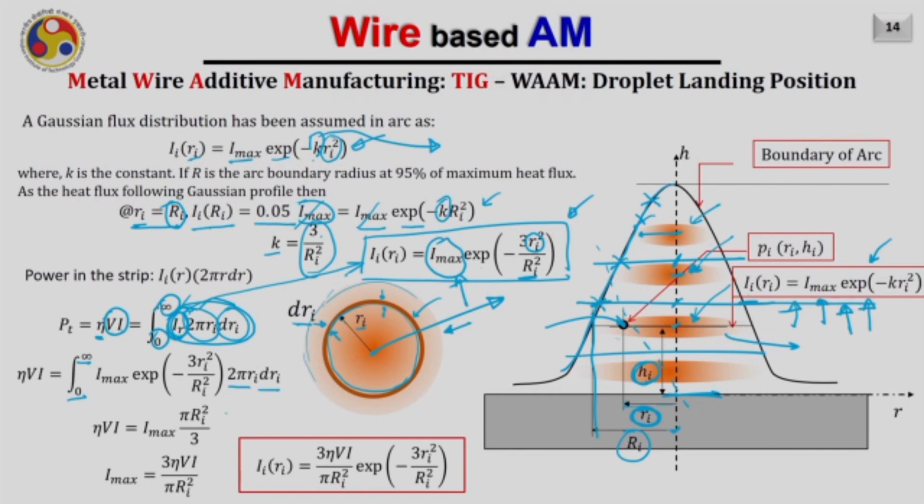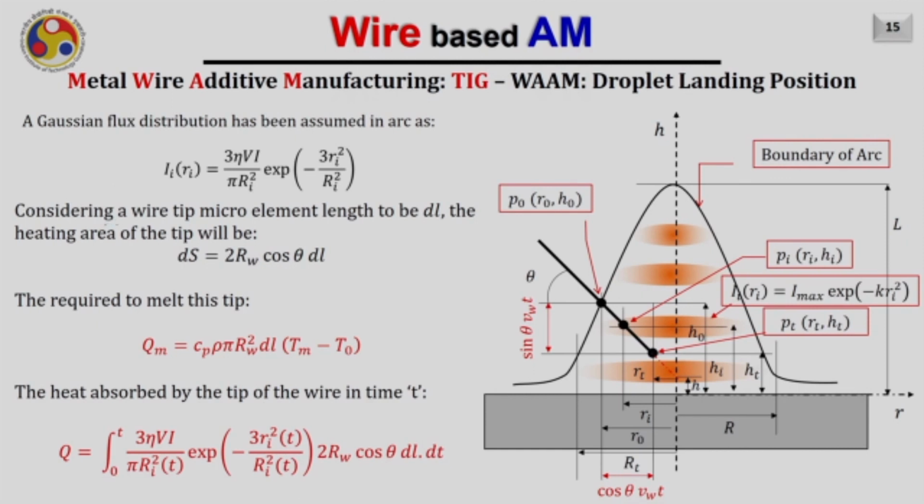Let me integrate it, and as a result I will get this expression, and from here I can easily now find out I max. I max will be equal to 3 eta Vi divided by pi Ri square. Now let me just replace this I max value in this expression here, and as a result my final equation corresponding to the intensity distribution at a particular height into the arc created by the TIG welding will be given as I(Ri) equals 3 eta Vi divided by pi Ri square exponential minus 3 Ri square divided by capital Ri square.